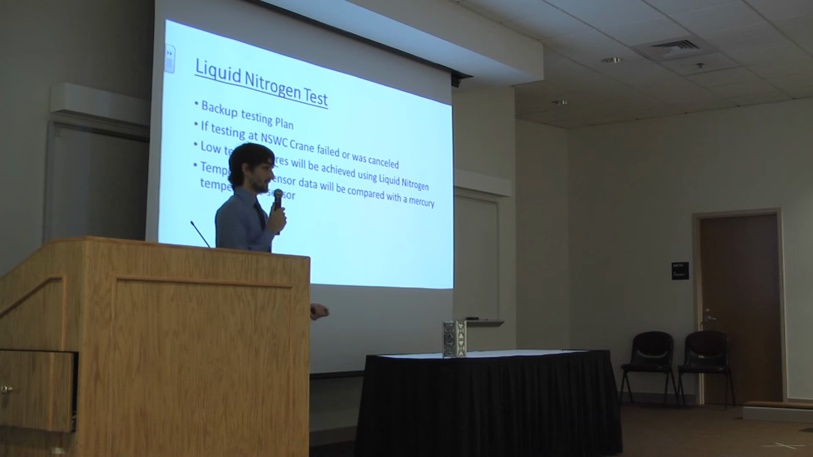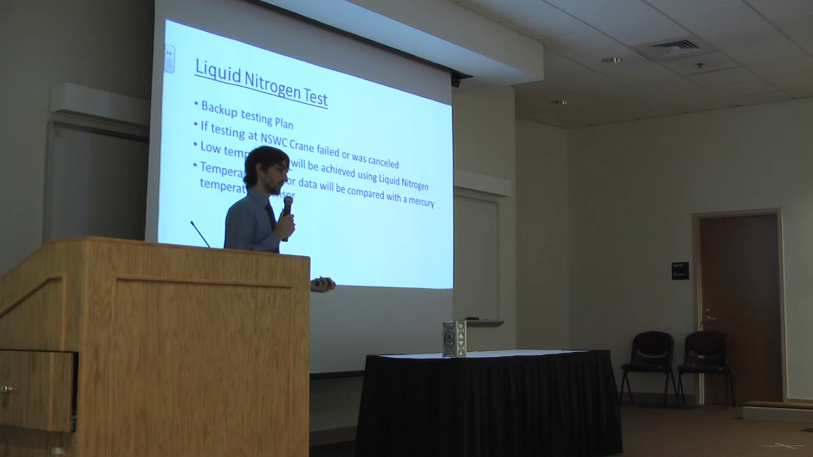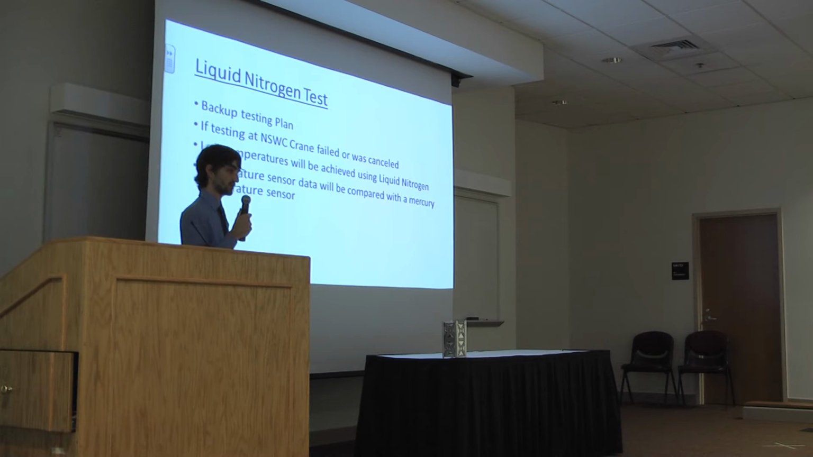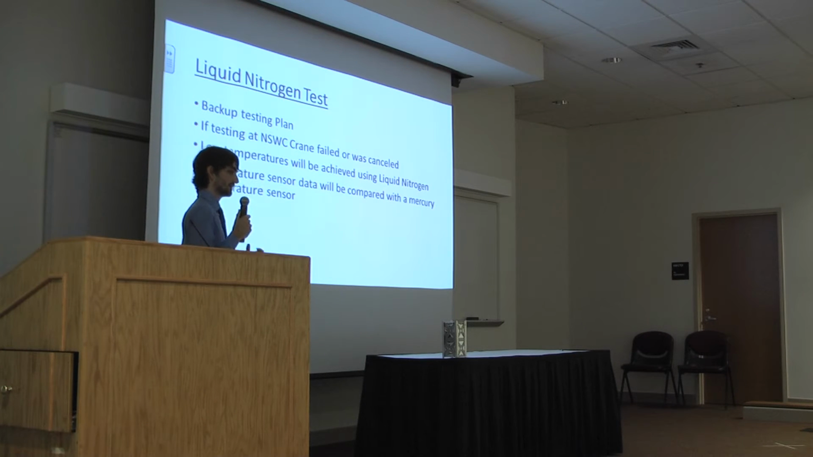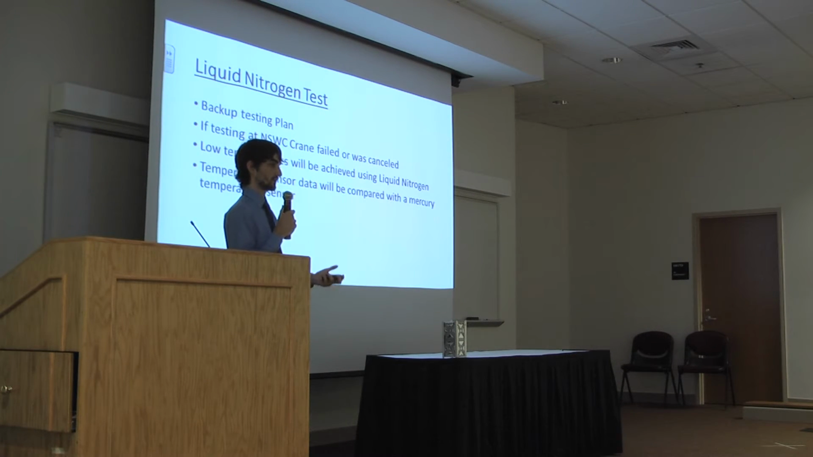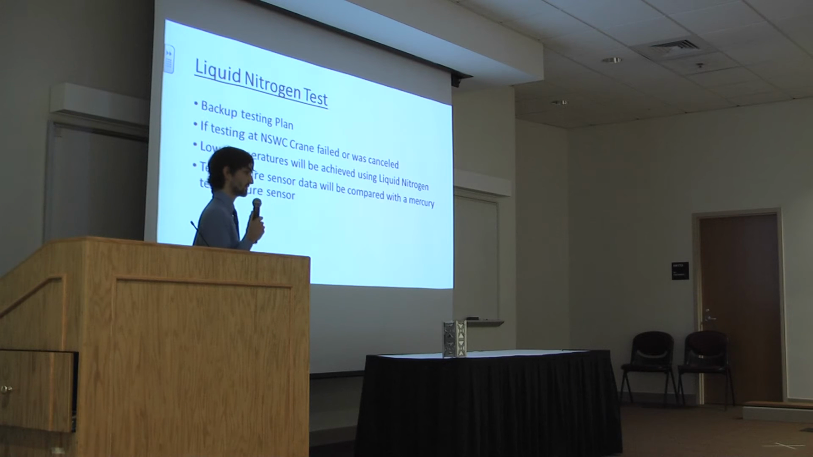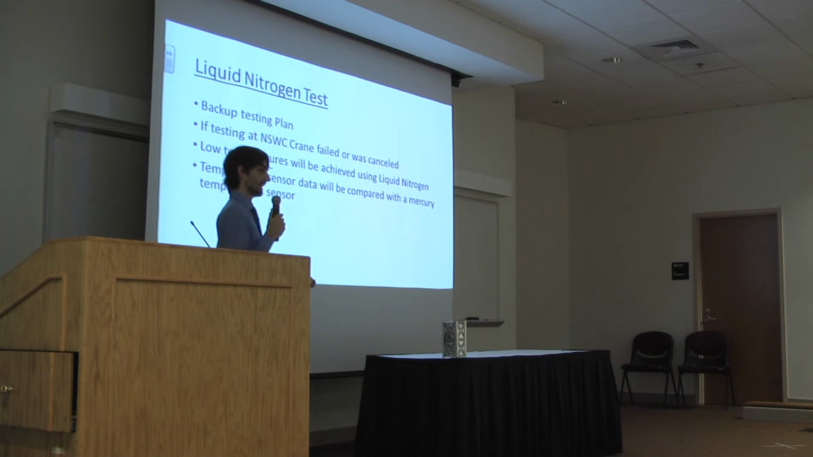Now, as a backup test, in case the Crane Naval Base didn't work out, I was going to use liquid nitrogen. So I fill up a tub with liquid nitrogen and place the subsystem above the liquid nitrogen next to a mercury temperature sensor. And this wouldn't get anywhere near even the negative 27 degrees Celsius that I achieved at Crane, but it was still something to test if everything else didn't work out. So just a backup plan.